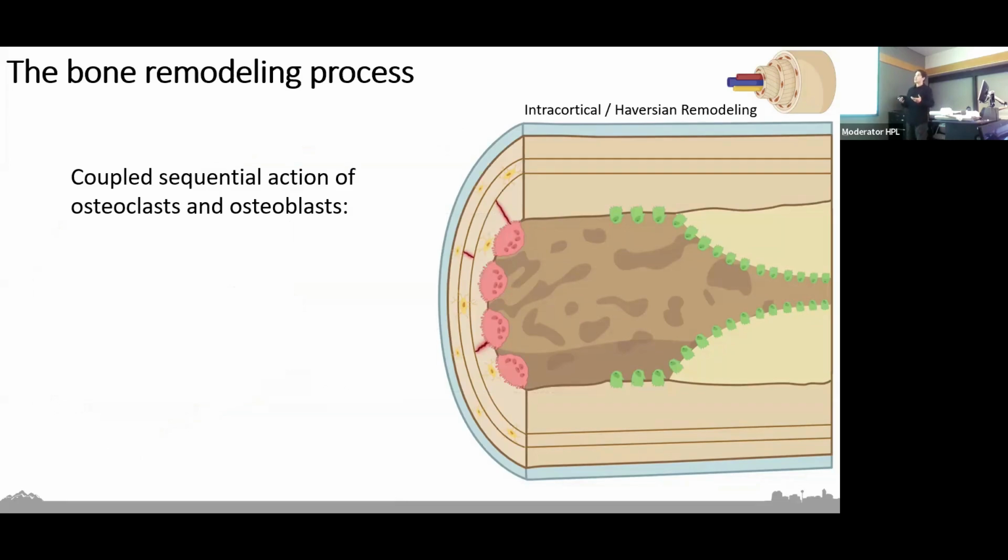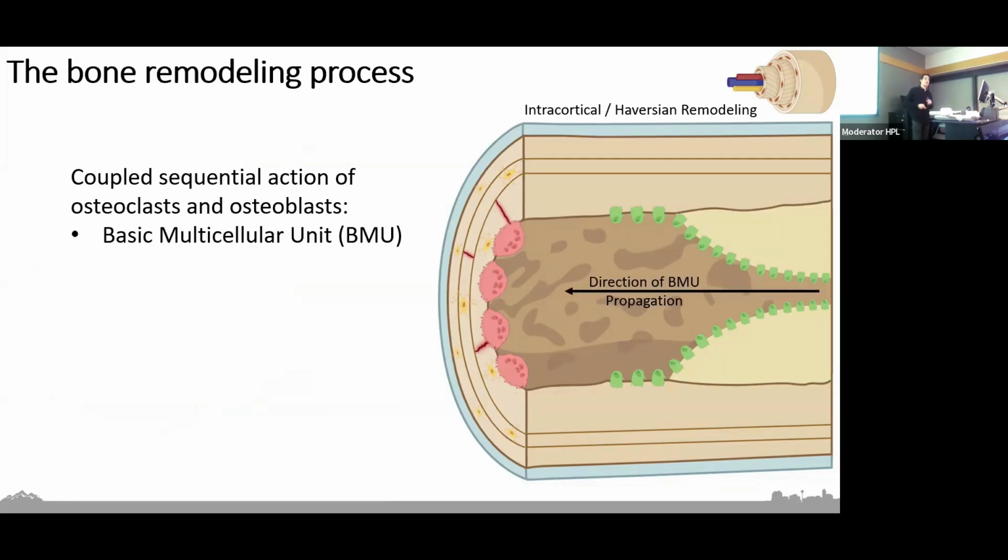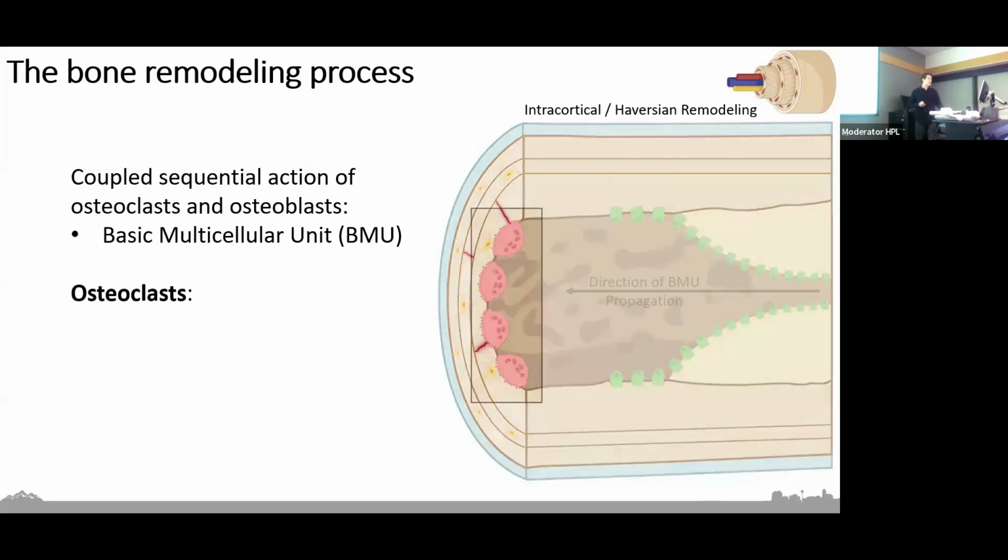So bone remodeling takes place through this coupled sequential action of our osteoclasts here and our osteoblasts. And together, those osteoclasts and osteoblasts form what's called the basic multicellular unit, or a BMU. So in this image here, the BMU is propagating towards the left on your screen. Those osteoclasts are in front, and then our osteoblasts are behind it.